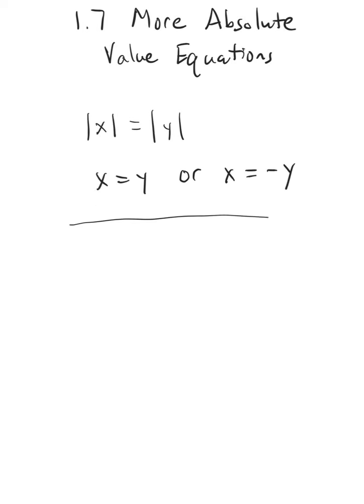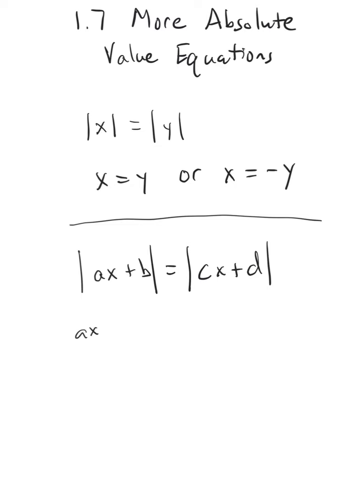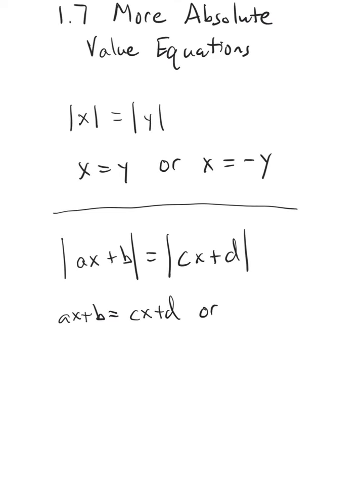A slightly modified version of this would be something of this form. The absolute value of ax plus b equals the absolute value of cx plus d. So in this case, it would be ax plus b. It either equals the cx plus d, or it would be its opposite.